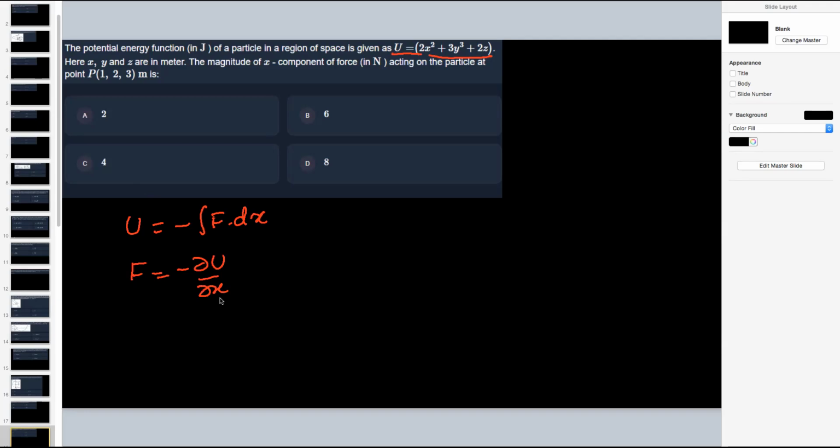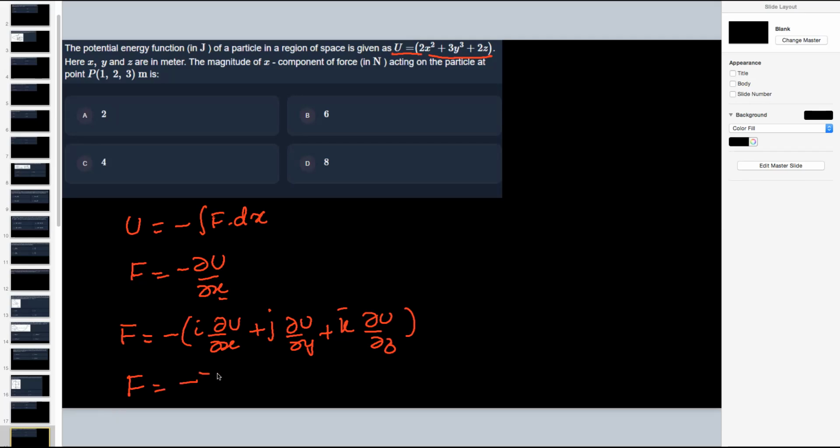Suppose it is only along the x-axis, I write minus dou u by dou x. Suppose it is along the x-axis, y-axis and z-axis, then force is equal to minus i dou u by dou x, because force is a vector, plus j dou u by dou y, plus k dou u by dou z. Like this you have to write. Or I can write force is equal to the gradient of potential energy, grad u. This is called gradient. Important.